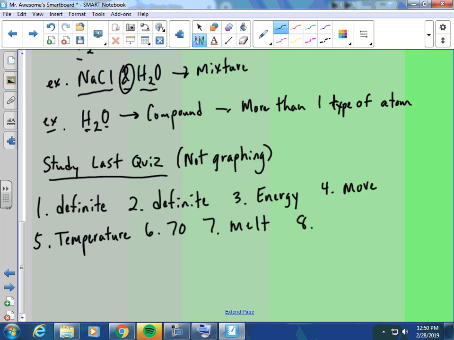At point C, the substance is completely melted. Some people put like is completely liquid. That works actually. Kind of makes 9 weird though, because then 9 says, or in a blank state. It's completely melted or in a liquid state. Cool?